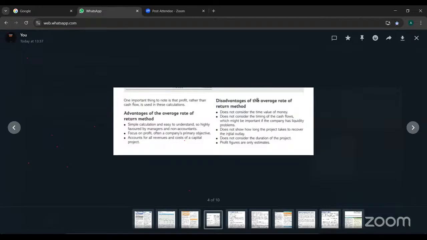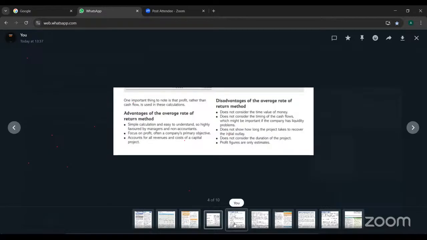And disadvantages: it does not consider the time value of money. Okay, and it does not consider the timing of the cash flows. So the timing of the cash flow is important if a company has liquidity problems. So ARR does not consider that, so it's a disadvantage. And it does not show how long the project takes to recover the initial outlay. That means initial cost, cost of the project. And it does not consider the duration of the project also. Moreover, profit figures are only estimates. So estimates mean predictions, which is a disadvantage because predictions are not 100% accurate.